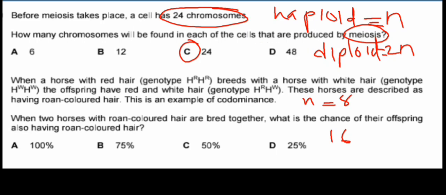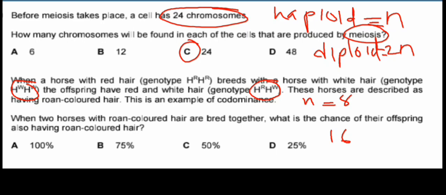Okay. Then the next one: when a horse with red hair, with this genotype, breeds with a horse with white hair, with this genotype, the offspring have red and white hair, which is R and W for the genotype. These horses are described as having roan colored hair. This is an example of codominance.